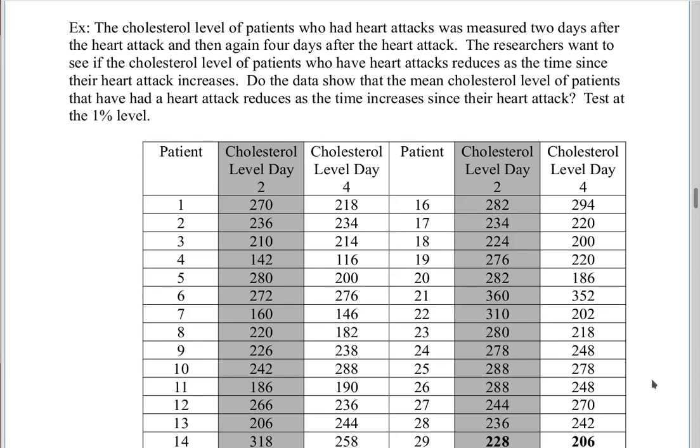Let's take a look at our first example of matched pair data. We know that because our cholesterol levels are unique to each patient. So for that first patient, we have the cholesterol levels 2 days after a heart attack and then again 4 days after a heart attack. That means that we're going to have to keep this data matched. We can't mix up the data from those two columns. We're then going to check to see if the amount of cholesterol has reduced.